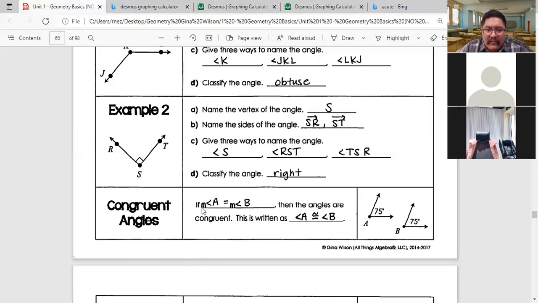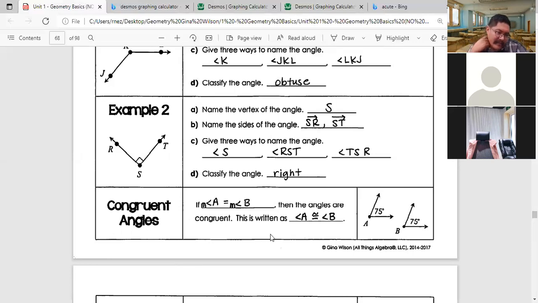Congruent angles, so if the measure of angle A is the same as the measure of angle B, then those angles are congruent. So in this case, looking at the diagram, angle A is 75 degrees. Angle B is also 75 degrees. Now these are two different angles. So sometimes we'll say they're congruent, and that's what this symbol means here. They're two different things. They're just the same size.